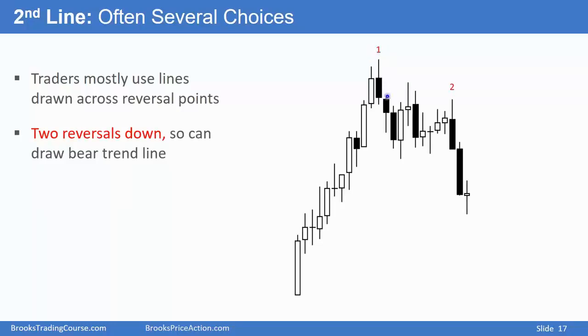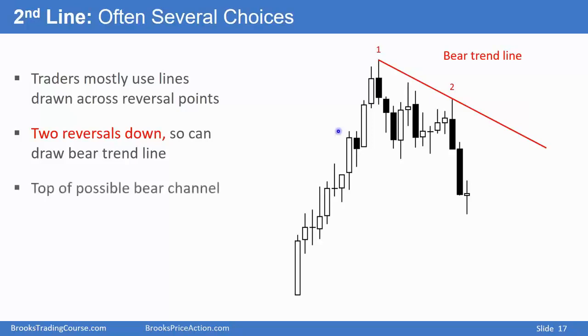We reversed down here and we reversed down here. So I could draw a line using these two highs, but then we broke above the line, and we reversed down again. So I could draw a new line using this as point 1 and this as point 2. Since the line is sloping down, it's a bear trend line. Therefore, it's a reasonable possibility for a top of a bear channel.